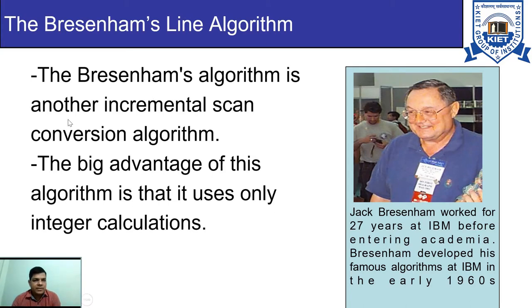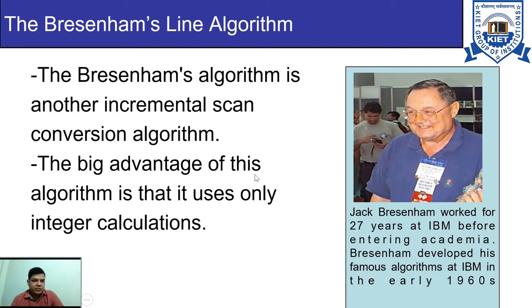Bresenham's algorithm is another incremental scan conversion algorithm. The big advantage of this algorithm is that it uses only integer calculations. Basically this algorithm was designed by Bresenham. So you can see the figure, and he is Jack Bresenham, who worked for 27 years at IBM before entering academia. Bresenham developed his famous algorithms at IBM in the early 1960s.